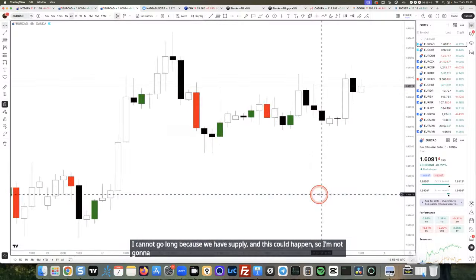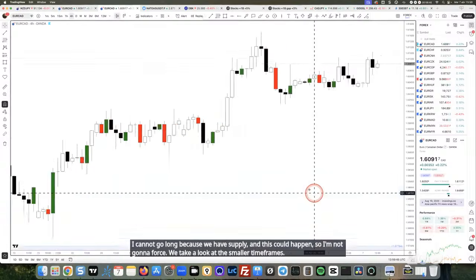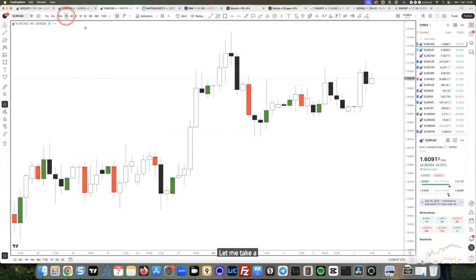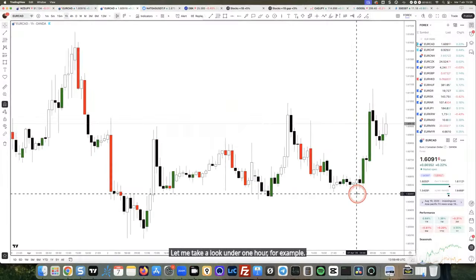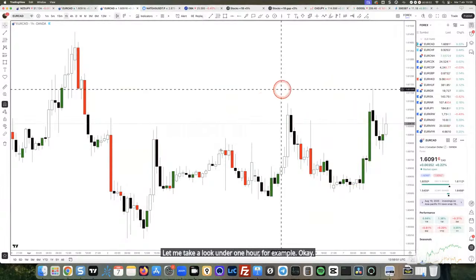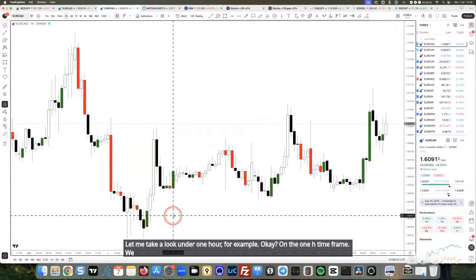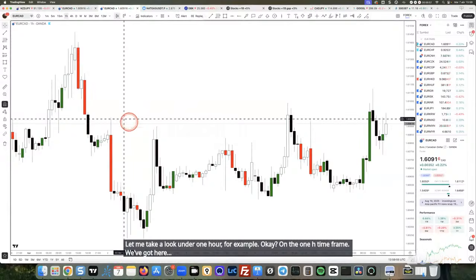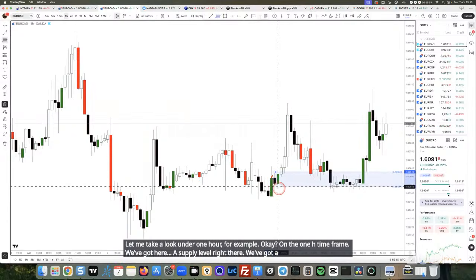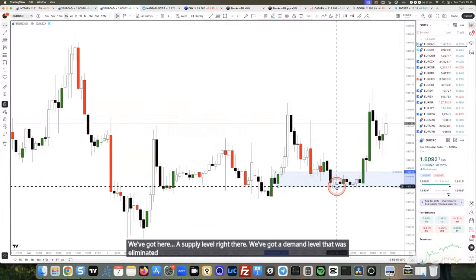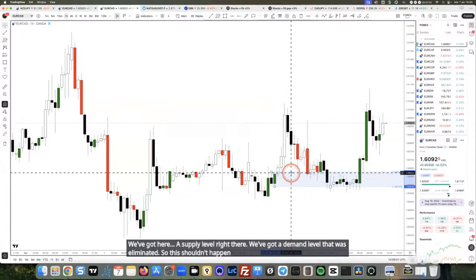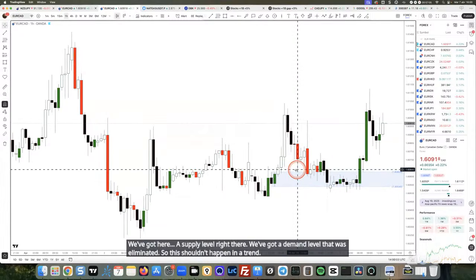If we take a look at the smaller time frames, let me take a look at the 1 hour, for example. Okay, on the 1 hour time frame, we've got a supply level right there. We've got a demand level that was eliminated. So this shouldn't happen in a trend. So not a good idea.